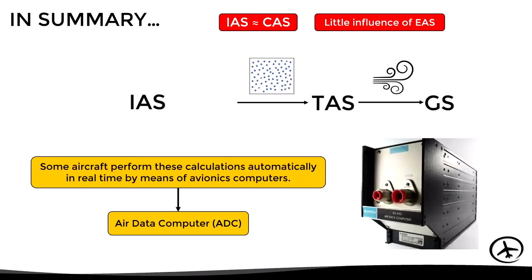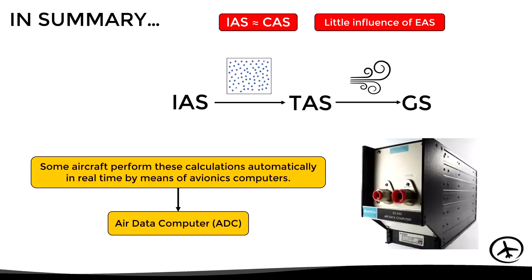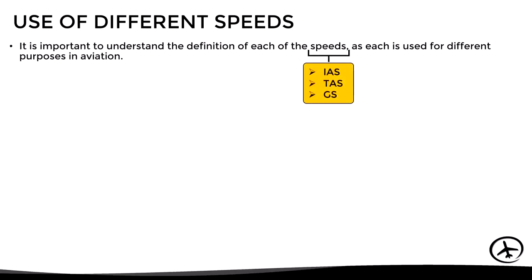So with these assumptions, we can say that if we take the indicated airspeed and we correct it for density error, we will obtain the true airspeed, and then if we correct it for wind, we will obtain the ground speed. This simplified procedure is the one that is normally performed in day-to-day operations. Now, another important thing to mention is that it is important to understand the definition of each of these speeds, since each one is used for different purposes.